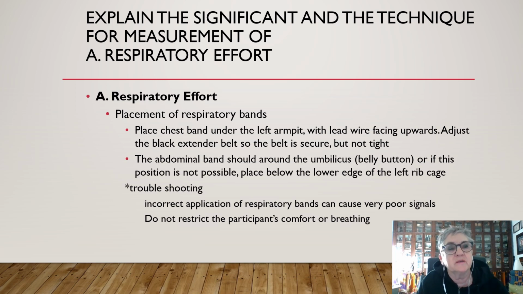Respiratory effort is measured with the placement of respiratory bands. We place the band under the left armpit with the lead wire facing upwards. Adjust the black extender belt so the belt is secure but not tight. We put the abdominal band around the umbilicus, above the belly button, or if this position is not possible, below the lower edge of the left rib area.